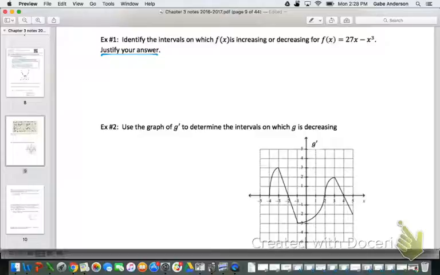I see the words f of x increasing or decreasing. If I were you and I was feeling any form of confusion about that, I would make a little note to myself. I would say, okay, if I'm trying to decide is f of x increasing, I would want to look for this. Where is f prime positive? And if I'm concerned about f of x decreasing, I want to decide, okay, where is f prime negative? So make a little note to yourself.